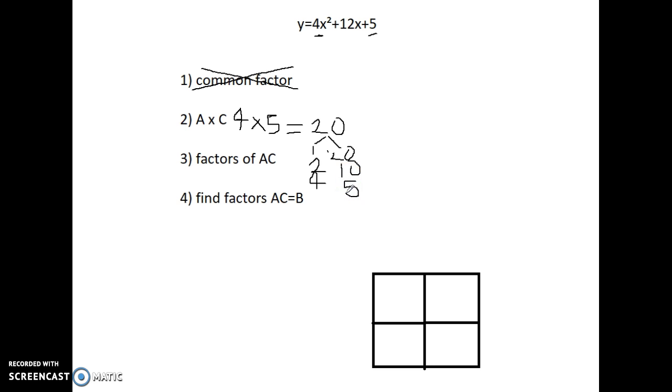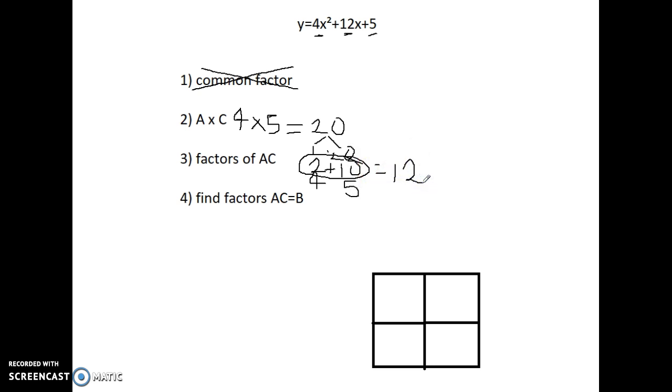Now we're going to find the factors of a times c that add to equal b. I just wrote a times c equals b, but that's not entirely true. It's factors of the product of a times c that add up to equal b. b is 12. Remember that signs matter, but we have all positive numbers. So we have 2 plus 10 equals 12.